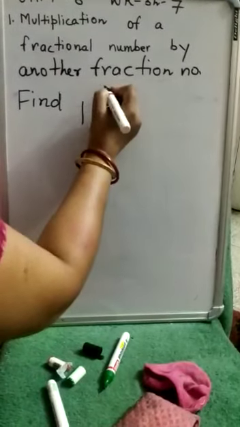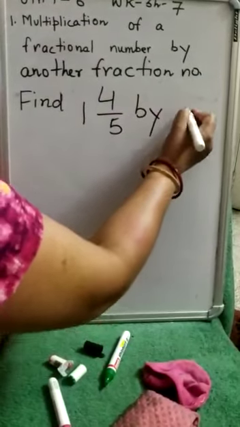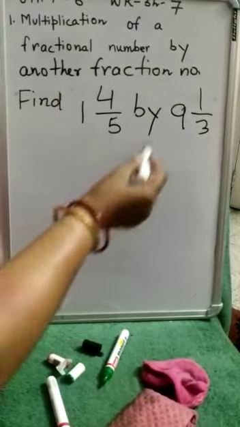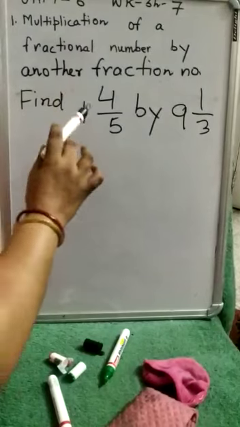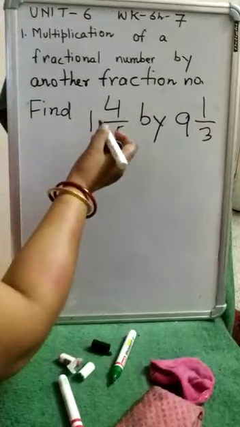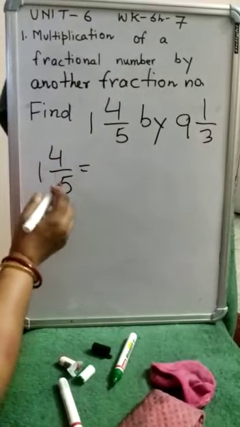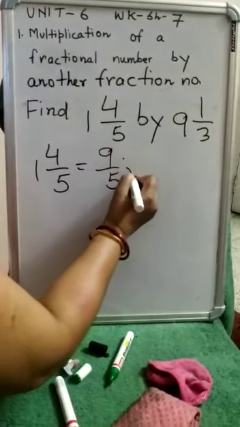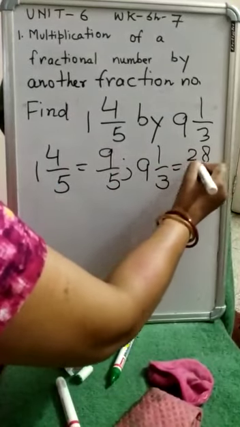1 4 by 5 multiplied by 9 1 by 3. Here 1 4 by 5 is a mixed number and 9 1 by 3 is a mixed number. We have to do multiplication of a fraction number with another fraction number. So here we will have to convert this mixed number into the fraction. So 1 4 by 5 is 5 ones are 5 plus 4, 9 by 5, and 9 1 by 3 is equal to 28 by 3.